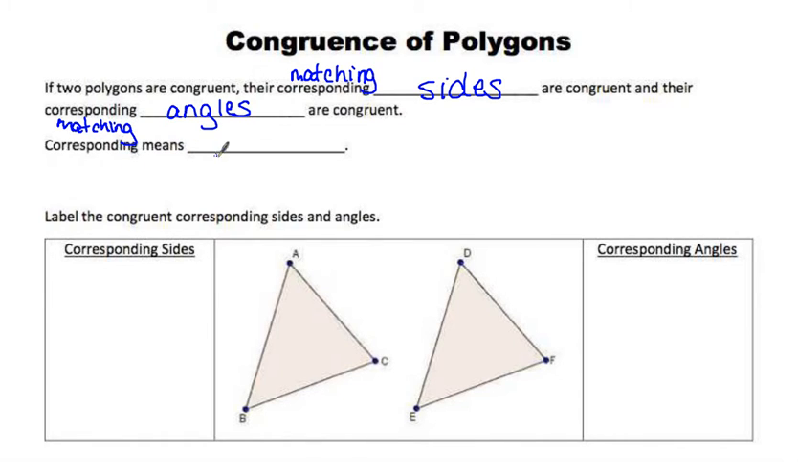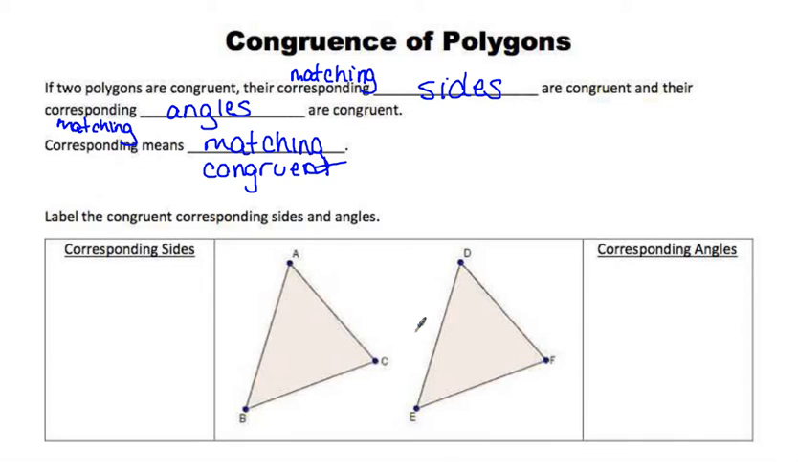Corresponding means matching, actually. It could also mean congruent. So let's label the congruent corresponding sides and angles. So let's talk about the corresponding sides.